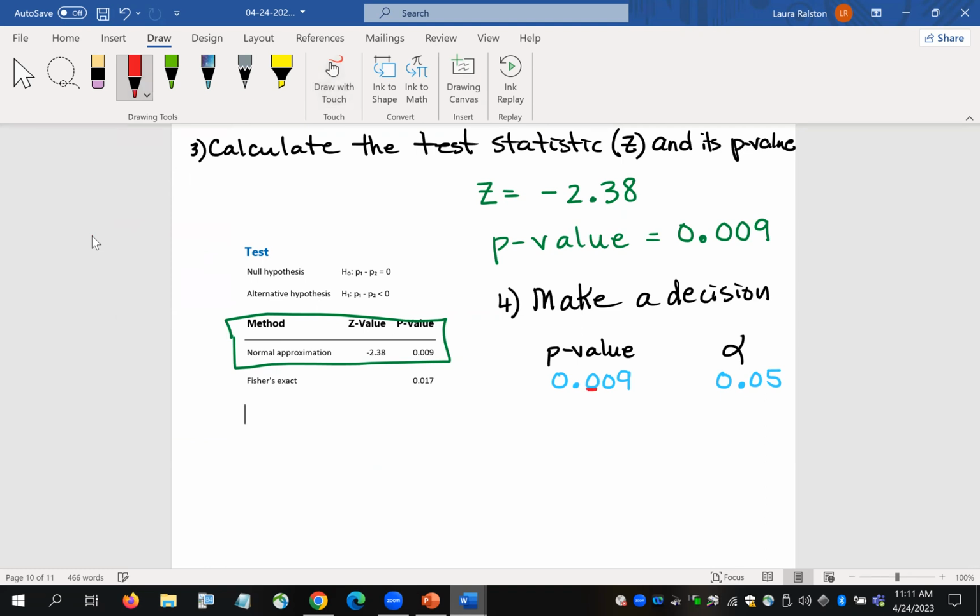For both the p and the alpha, the first digit after the decimal is a 0. The second digit in the p-value is a 0. In alpha, it's a 5. 0 is less than 5, so p is less than or equal to alpha. When p is less than or equal to alpha, we reject the null.